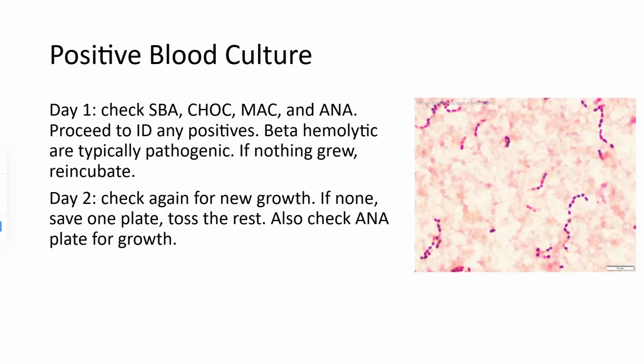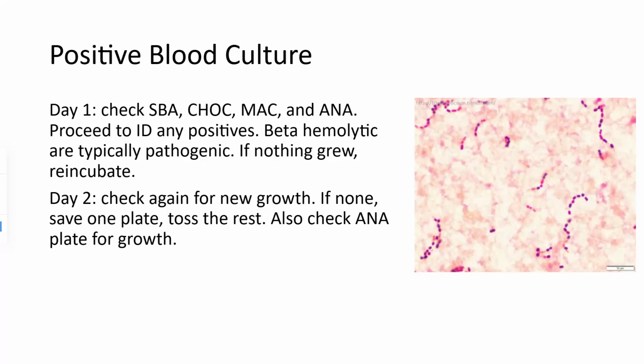So again, if we have that positive blood culture, we do the gram stain, and we're going to plate it on the first day after incubation. After a 24-hour period of incubation, we're going to check the SBA, chocolate, MacConkey, and ANA, and we're going to proceed to identify any positives. Typically, the ANA is going to take 48 hours. We usually wouldn't see a lot of growth right away. Beta hemolytic are typically pathogenic.